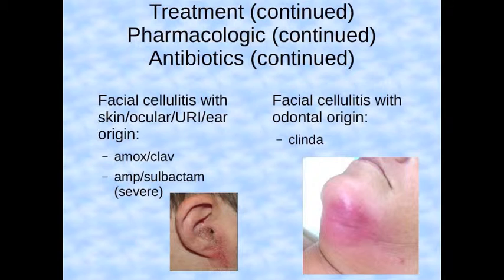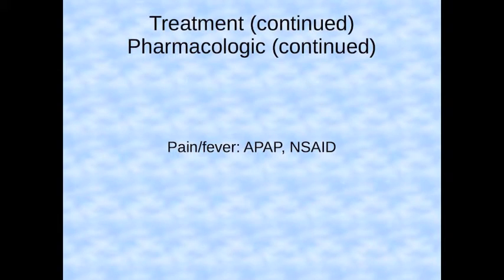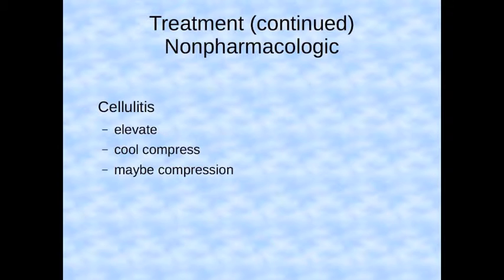The surface stuff, Augmentin is good, and mouth organisms tend to respond well to clindamycin. Really severe stuff and periorbital cellulitis, ampicillin-sulbactam is a quick way to do that. All right, pain, fever, APAP, NSAIDs, no problem. Non-pharmacological treatment of cellulitis, to treat the symptoms: elevate it, cool compresses, maybe some compression.